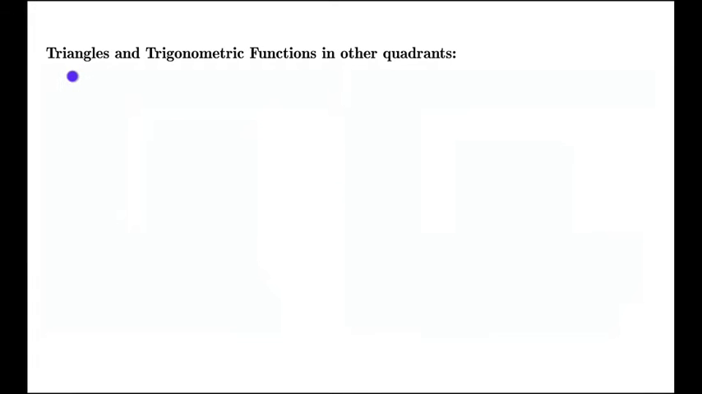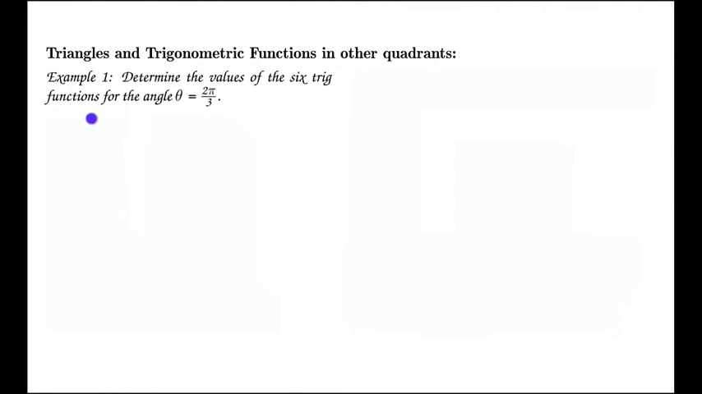We're now ready to see how we can use our triangles to evaluate trigonometric functions in quadrants other than the first quadrant. For our first example, we'll determine the values of the 6 trig functions at the angle 2 pi over 3. So our first job is to determine the base angle in the first quadrant that we can use to evaluate 2 pi over 3, and our base angle is pi over 3, since 2 pi over 3 is a multiple of pi over 3.